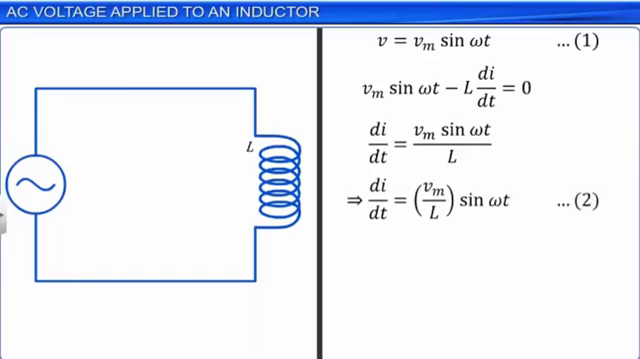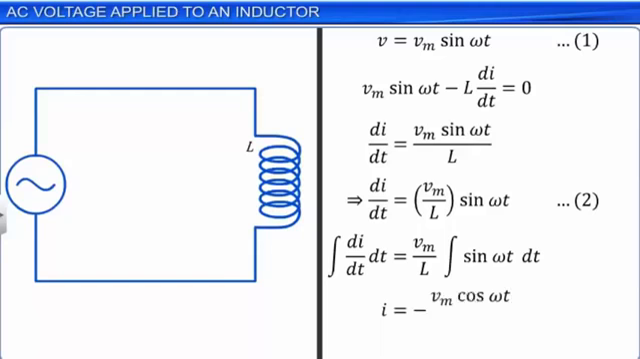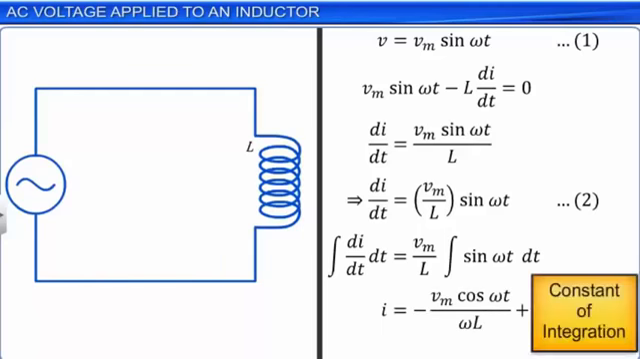Equation 2 is a simple differential equation. It tells us that the first derivative of the current with respect to time is a harmonically varying quantity with an amplitude Vm by L and an angular frequency omega. This implies that this derivative is in phase with the applied potential difference. Integrating equation 2 with respect to time, we get the value of the current in the circuit as I equal to minus Vm cos omega t by omega L plus the constant of integration. Let this be equation 3.